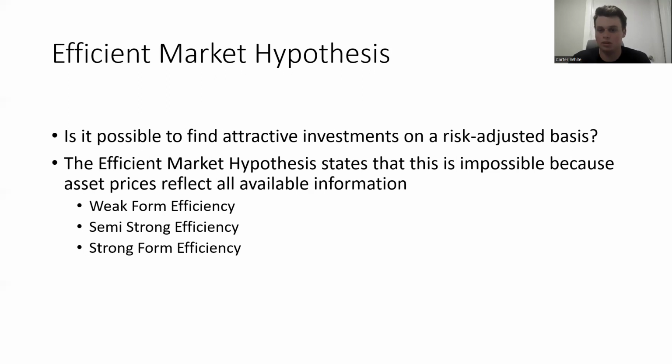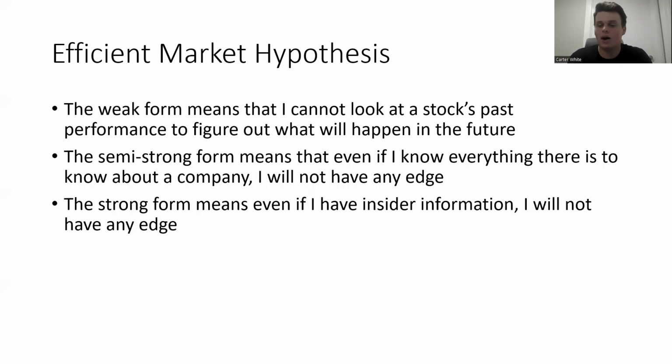This is more of an academic thing because there are a lot of people in the stock market that aren't completely acting rationally. So it's kind of impossible for any stock market to be completely efficient. But just to understand what it means more, the weak form basically means that I cannot look at a stock's past performance to figure out what will happen in the future. The semi-strong form means I could spend the rest of my life looking at a company, what they do, all the public information, and I still wouldn't have any edge because it's all reflected in the stock price.